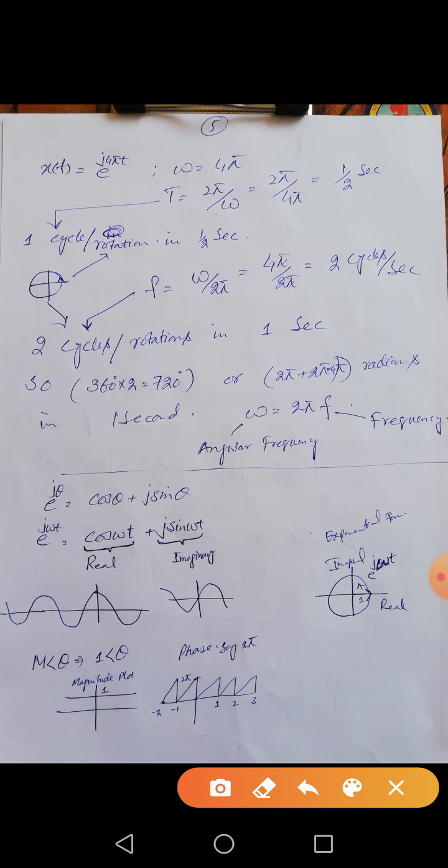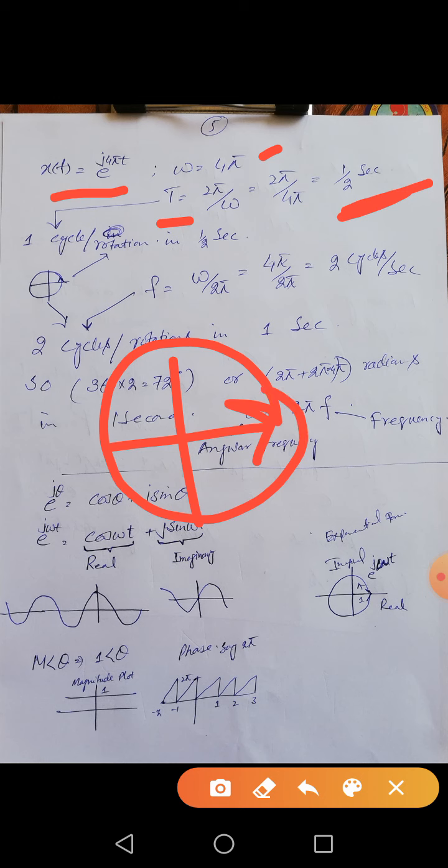Next, for example, if we have a complex signal like this, x(t) is equal to e^(j4 pi t), omega is equal to 4 pi. Now to calculate the time period, T is equal to 2 pi by omega, or 2 pi by 4 pi, so T is equal to half a second. What does it mean? It means that this phasor will complete one rotation in half a second.